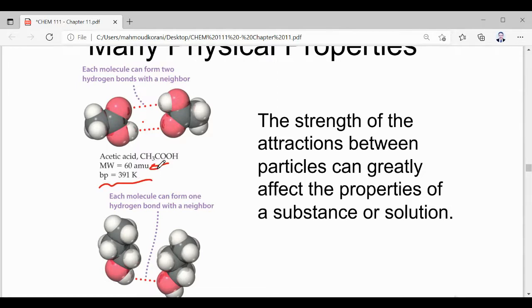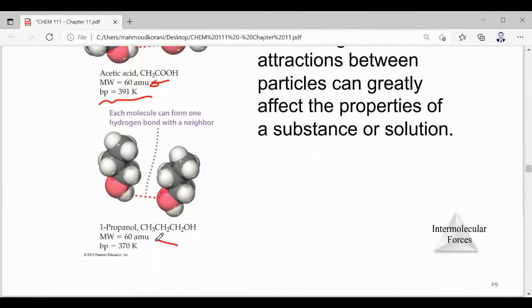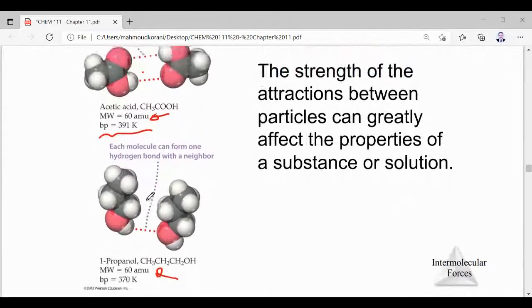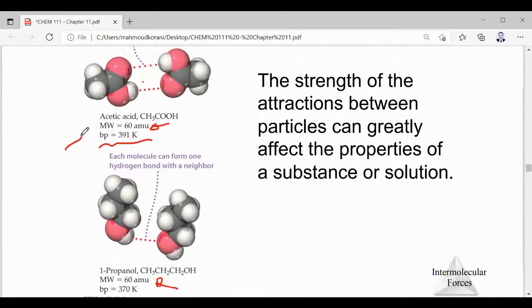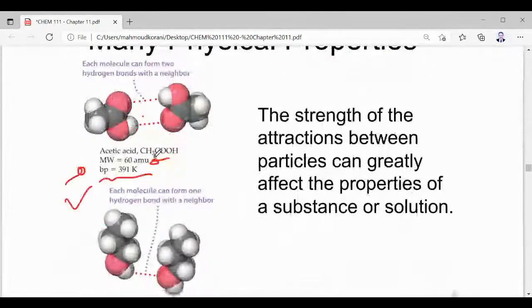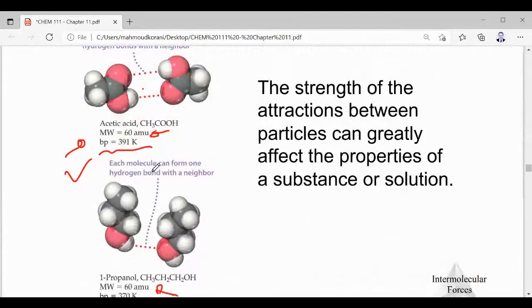If you look here, the molecular weight of acetic acid is 60, and the molecular weight is also 60 here. But here you have two hydrogen bonds, and here only one hydrogen bond. You could expect that the boiling point here is higher than that one, and it's clear. So each molecule can form two hydrogen bonds with the neighbors, but here each molecule can form just one hydrogen bond with the neighboring molecule.